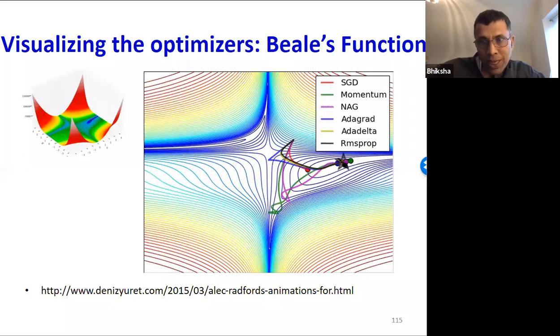Alec Radford came up with some really nice visualizations of how the different optimizers work. This doesn't show Adam, but AdaGrad and AdaDelta are kind of similar to Adam. This is Beale's function. This is the optimum, and all of the estimates start from the same location, out here. You can see that SGD, the red line, always follows the local gradient, ignoring the long-term trend. And the local gradients don't clearly point to the optimum. So it gets there very slowly.